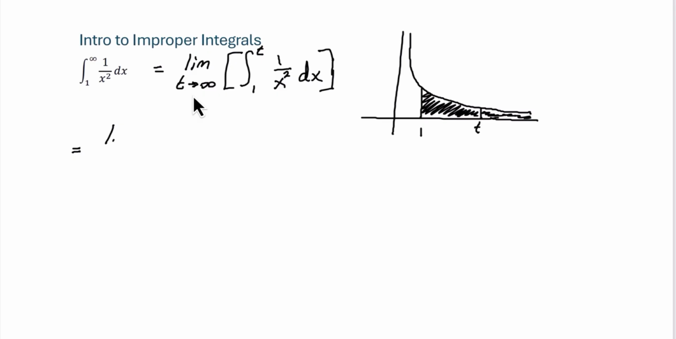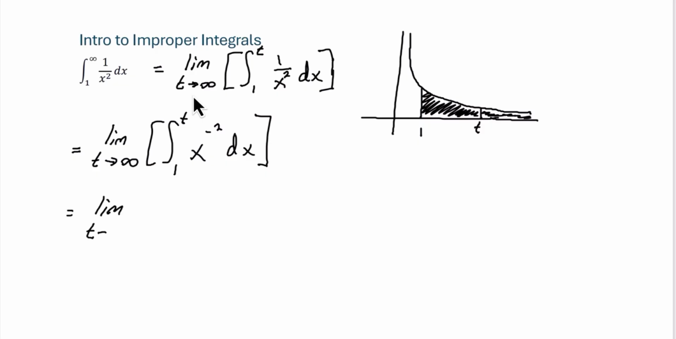I'm going to first rewrite the function. We have the limit as t goes to infinity of the integral from 1 to t of x to the -2 dx. Then actually evaluating that integral, we'll just bring down the limit. The antiderivative of x to the -2 is -1 divided by x. And we want to evaluate that from 1 to t.